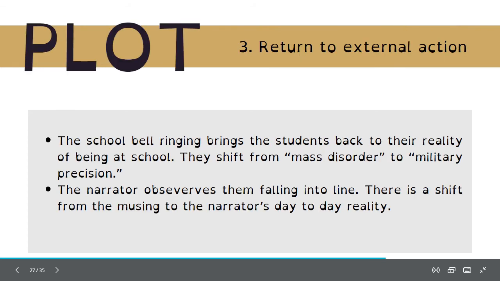Plot Section 3, Return to External Action. The school bell ringing brings the students back to their reality of being at school, and they shift from mass disorder to military precision. The narrator observes them falling into line. There is a shift from the musing to the narrator's day-to-day reality. The ending feels like a sharp transition back to reality. Perhaps the suggestion is that we don't get enough time to reflect on our lives. It's rare to be an observer, just musing about what is happening.